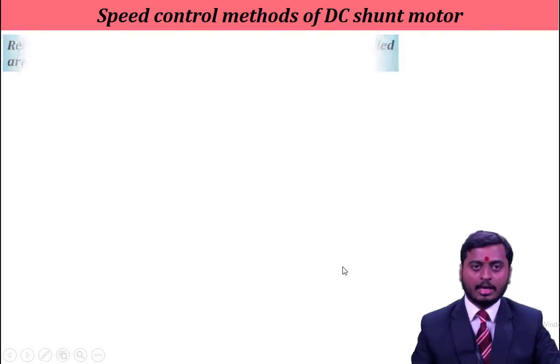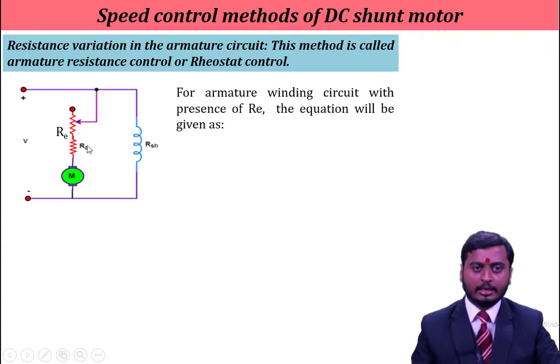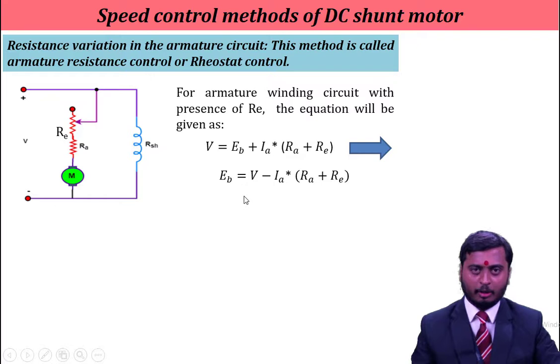Now let's take another diagram which includes an external resistance RE connected in series with armature resistance. So therefore, the equation for the armature is V equal to EB plus IA into bracket RA plus RE. Why RA plus RE? Because here we have connected external resistance in series with armature. So from that we can write the equation for EB, which is equal to V minus IA into bracket RA plus RE.